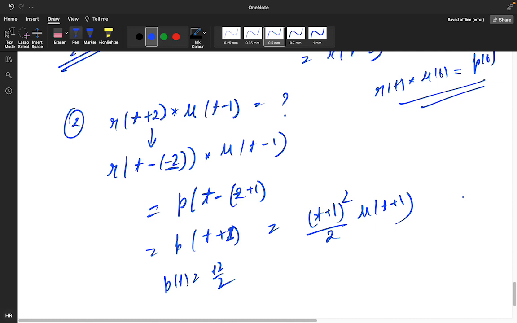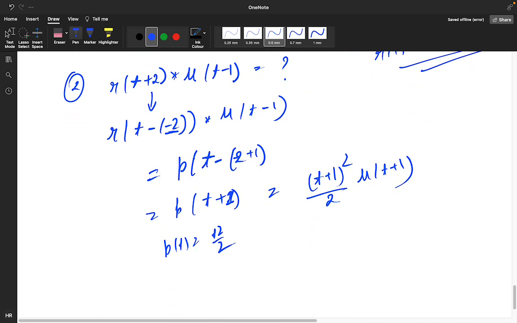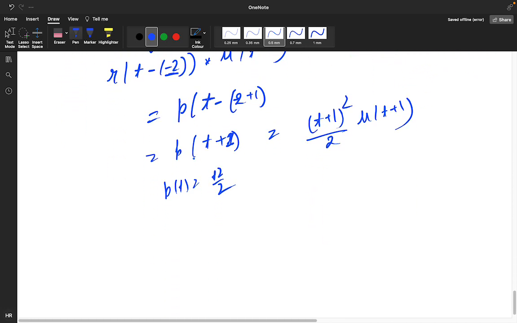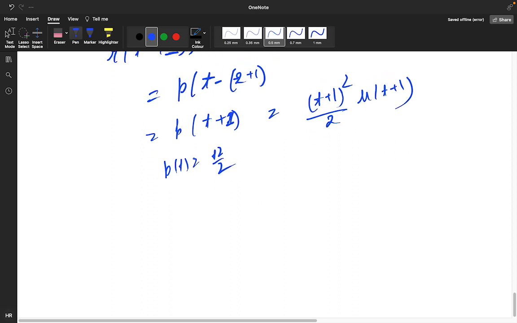So this seems to be very difficult to do, the convolutions and all, but by using the properties, you will do it very easily. That's why there are properties. Okay, and there are 3 more properties. So write it quickly.